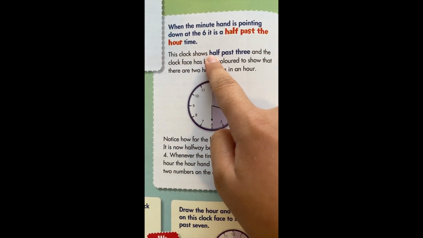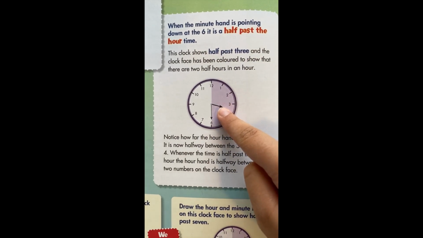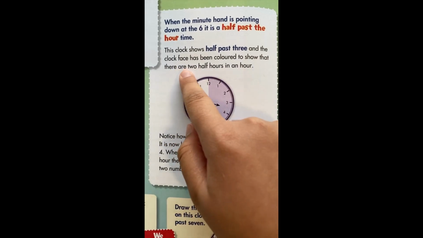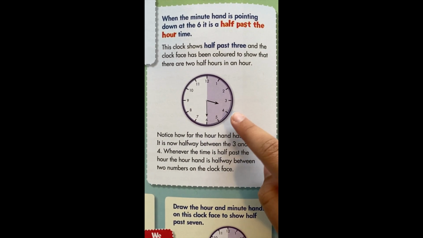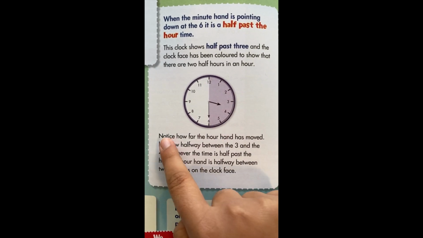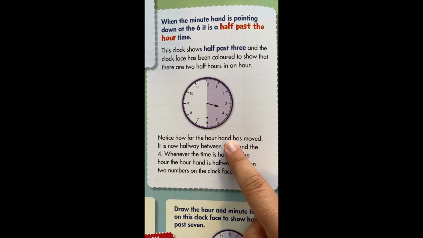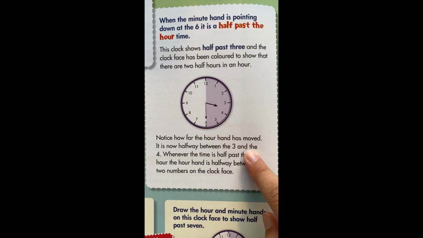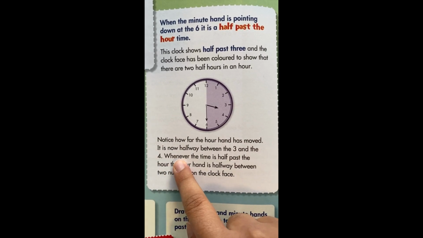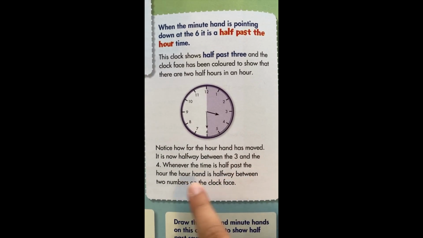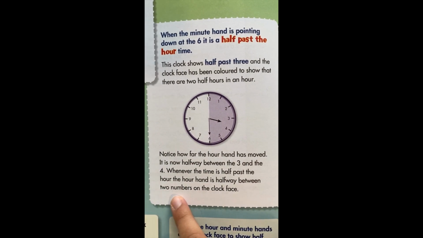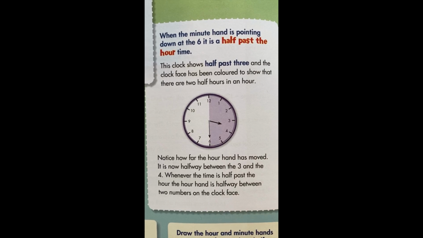This clock shows half past 3, and the clock face has been colored to show that there are 2 half hours in an hour. Notice how far the hour hand has moved. It is now halfway between the 3 and the 4. Whenever the time is half past, the hour hand is halfway between 2 numbers on the clock face.